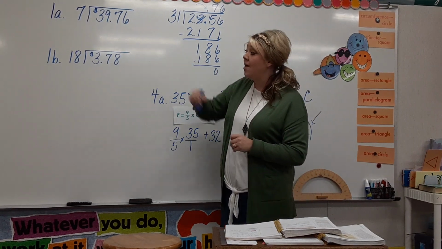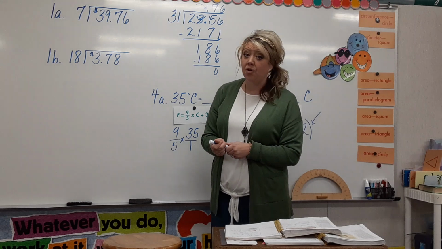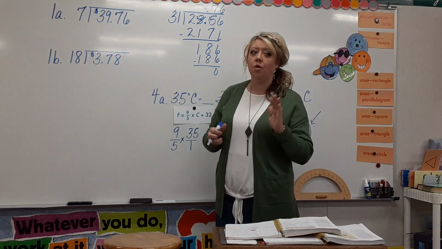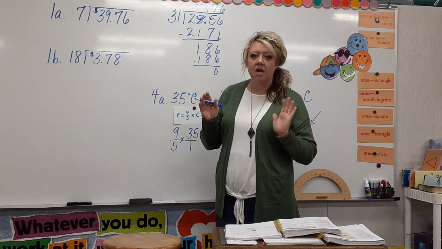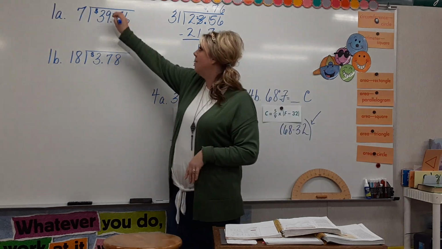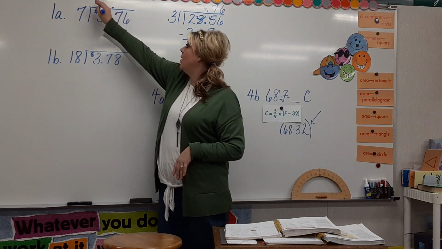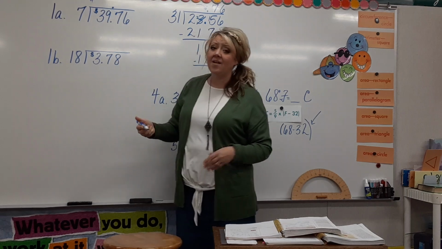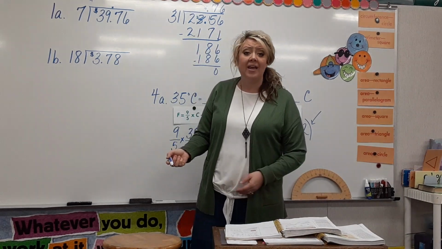Here is 1A from your book. The first thing I like to do if I have a division problem with a decimal is put my decimal in the quotient first thing, so I don't forget. I'm just going to bring it straight up. Go ahead and add that decimal. And once I've done that, then it's just a matter of dividing as normal.